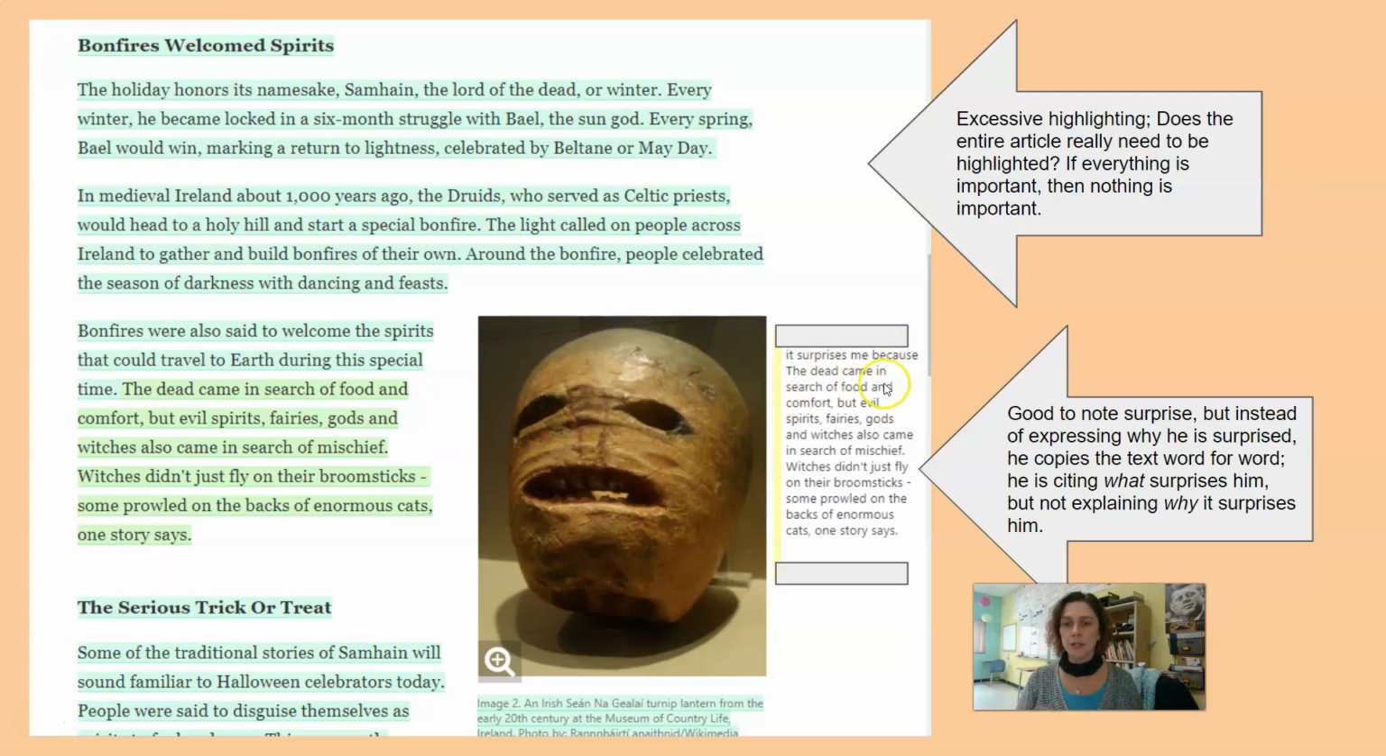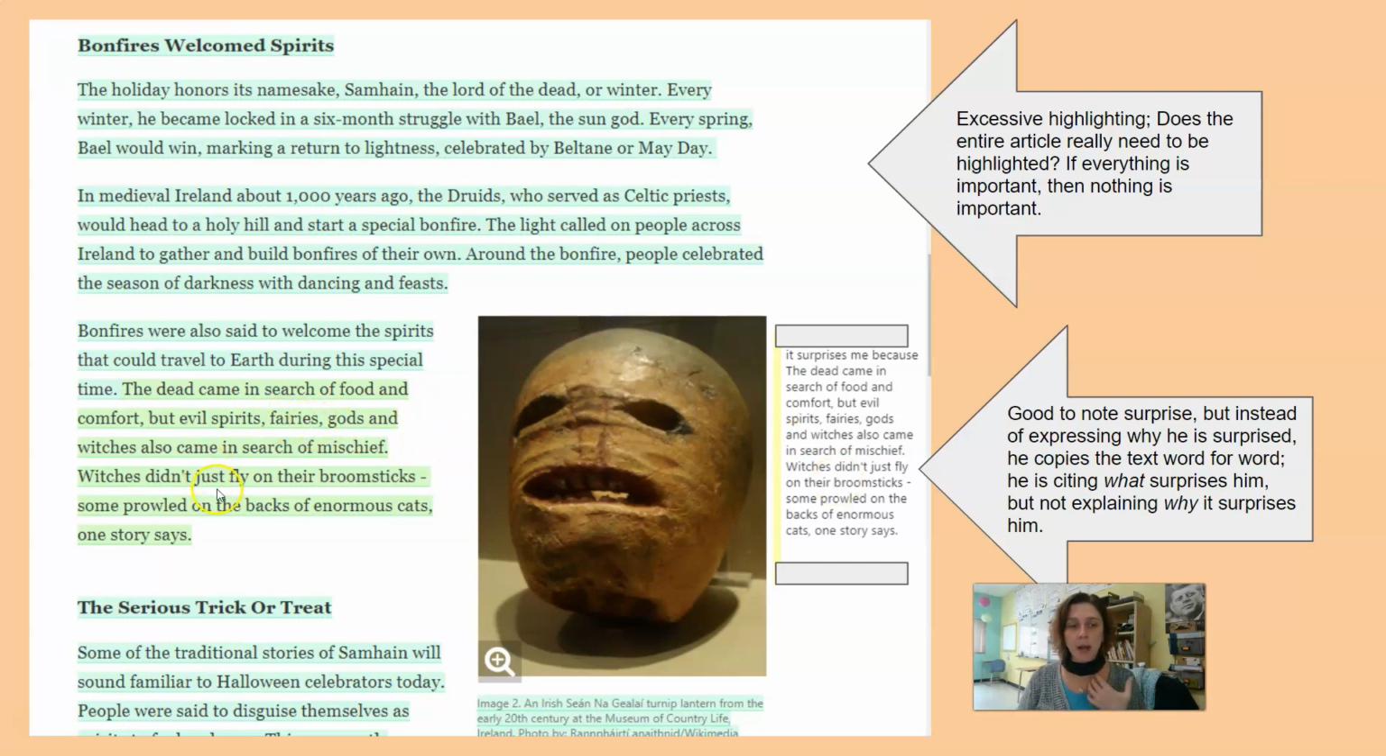The dead came in search of food and comfort, but evil spirits, fairies, gods, and witches also came in search of mischief. Witches didn't just fly on their broomsticks. Some prowled on the backs of enormous cats, one story says. So instead of explaining why he is surprised about this information, he's just literally copied and pasted this information into an annotation, wrote the exact same thing that was already in the text. Okay, so I want to be clear that that is not what I'm asking you to do either. I'm not asking you to rewrite what's in the text. I am asking you to write what you think about the text.